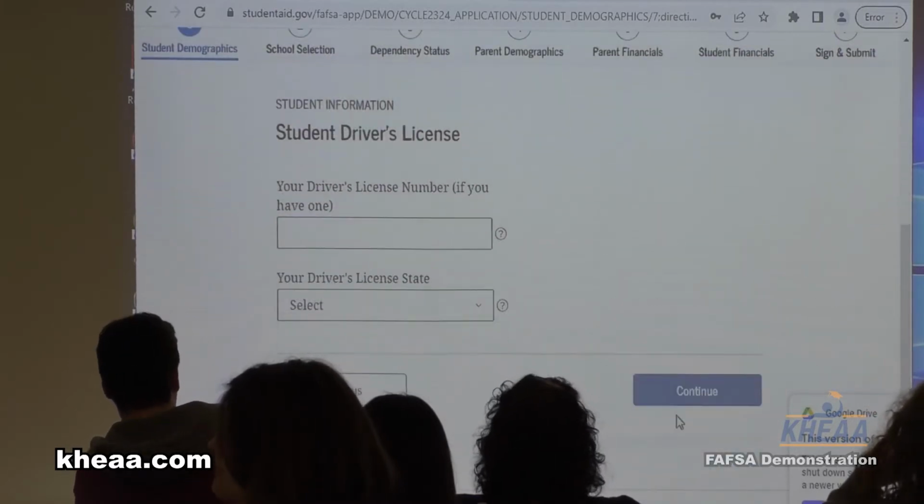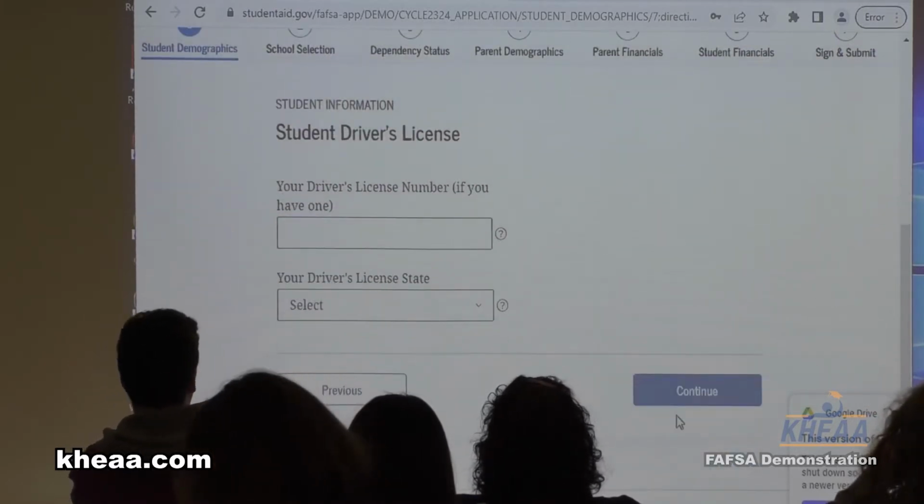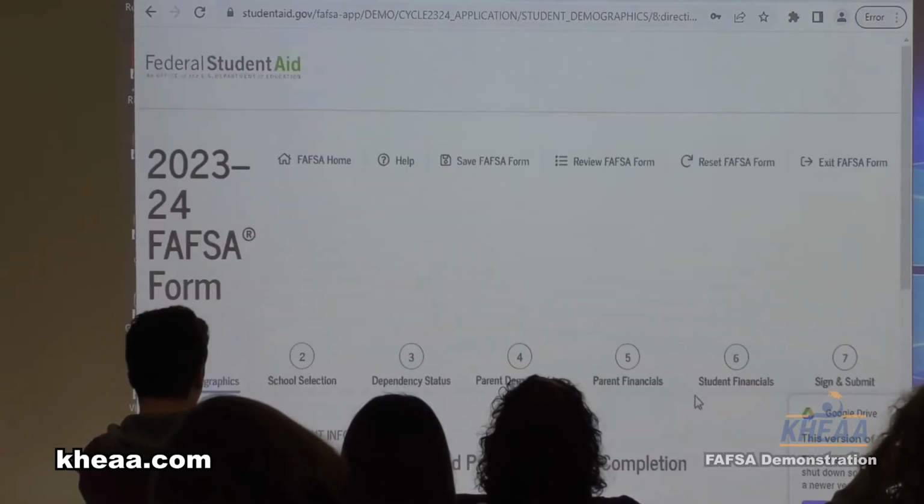So for your driver's license number, just skip over that page. It's optional. Just don't do it.